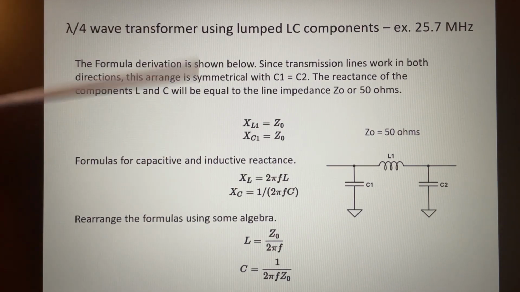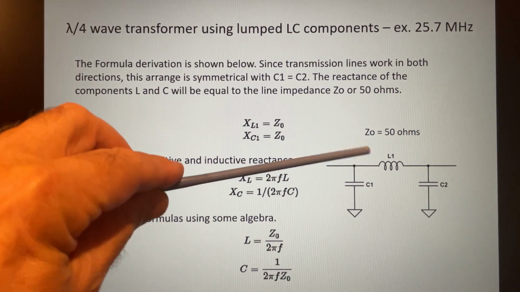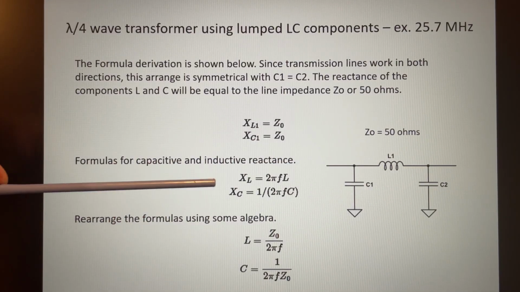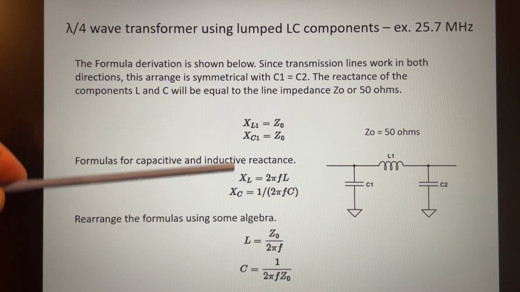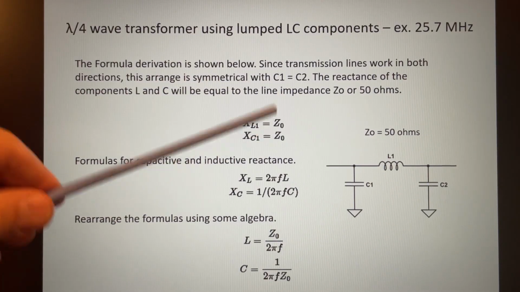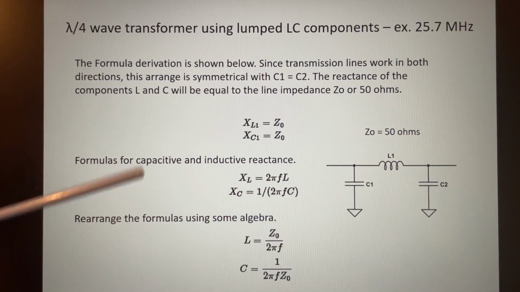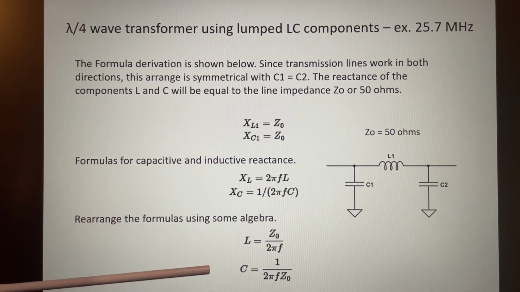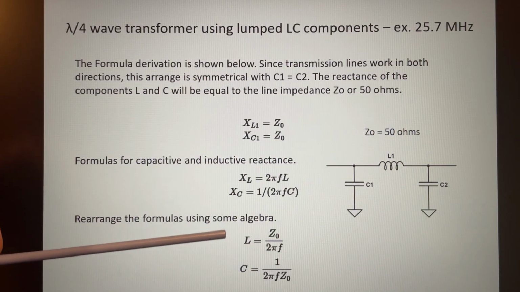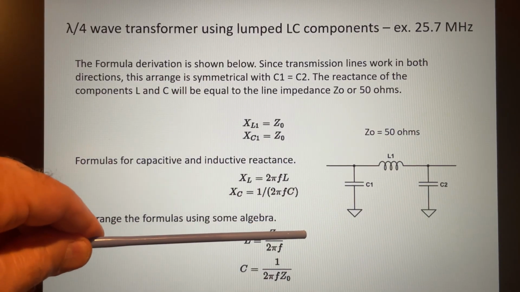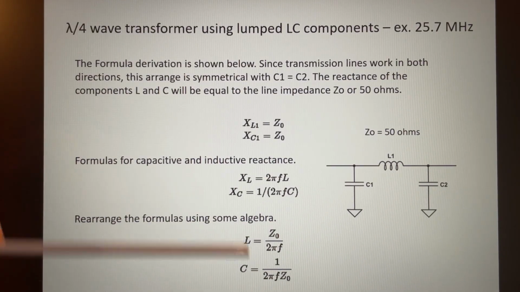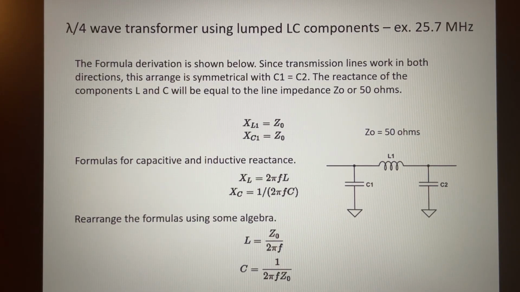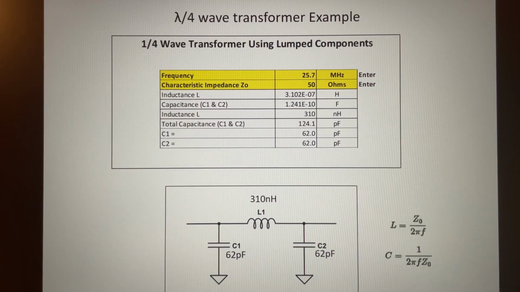So what do we do? We want the capacitive reactance and inductive reactance to be equal to 50 ohms. Here are the formulas we should be familiar with. Inductive reactance is 2 times pi times frequency times inductance. Capacitive reactance is 1 over 2 times pi times frequency times capacitance. If we rearrange those formulas to equal 50 ohms, we put the characteristic impedance in the numerator for inductance and in the denominator for capacitance. When we calculate those, we can determine what the values of L and C should be. So that's what's shown here.